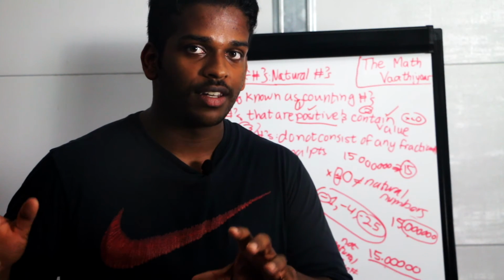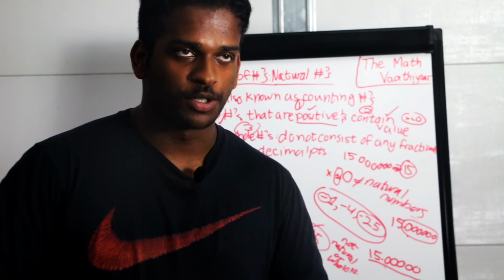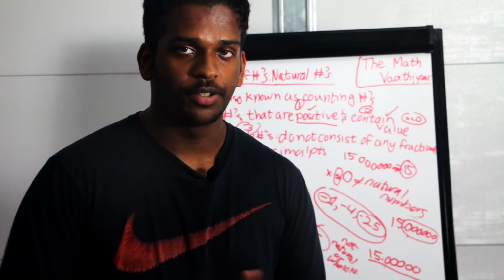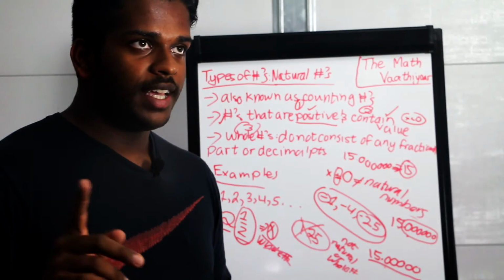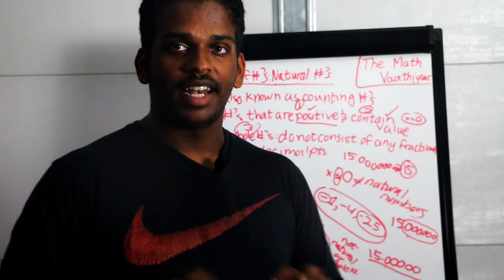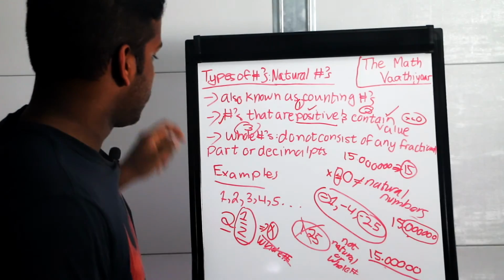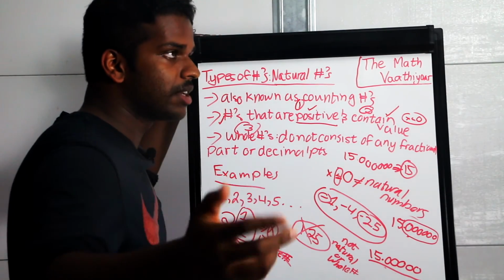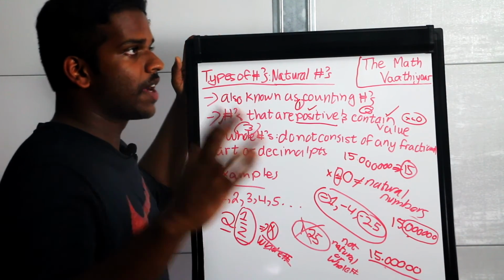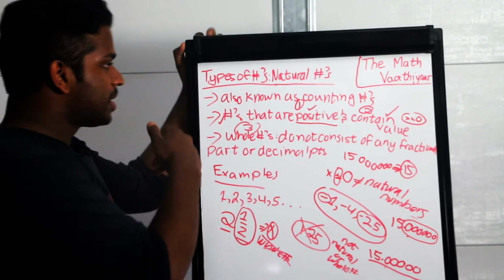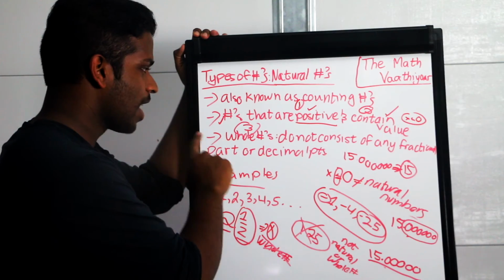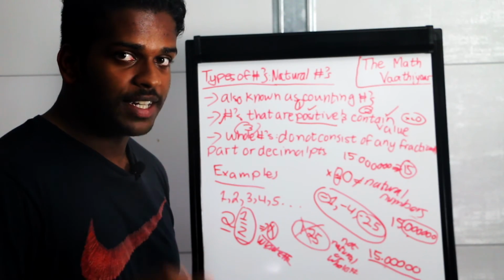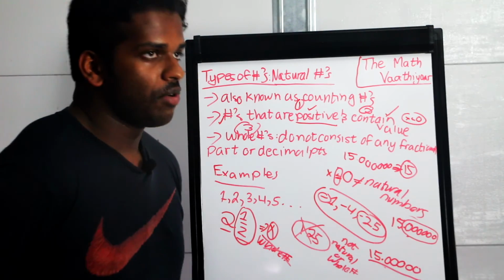And if you recall the criteria for deciding whether a number is a natural number or not, wouldn't it be safe to say that counting numbers and natural numbers are the same? Think about it. Examples of natural numbers include 1, 2, 3, 4, 5, 6, 7, 8, 9, 10, 11, 12, 13, 14, 15, 600, 700, 800. All these numbers are positive, they contain value, and they do not consist of any fractional part or decimal points. They're whole numbers. So that is why natural numbers are also known as counting numbers.